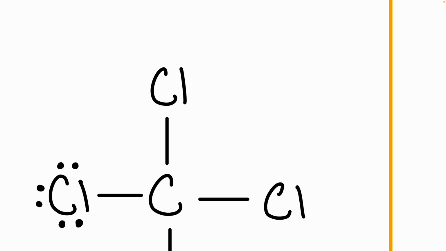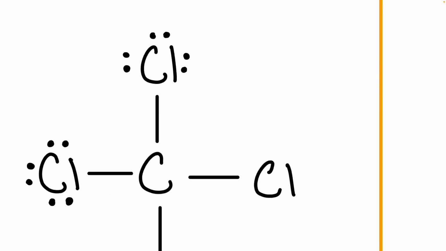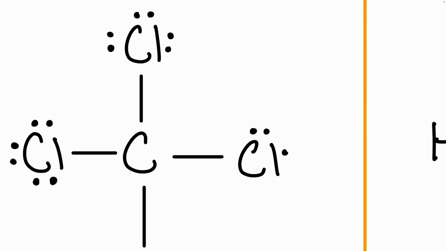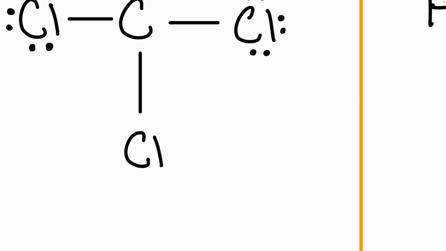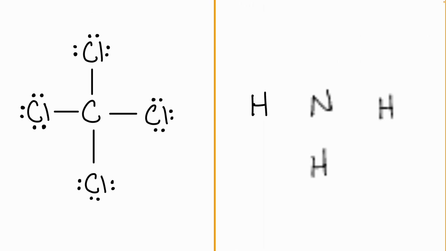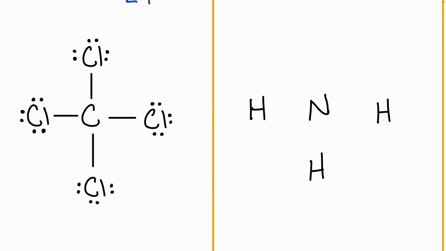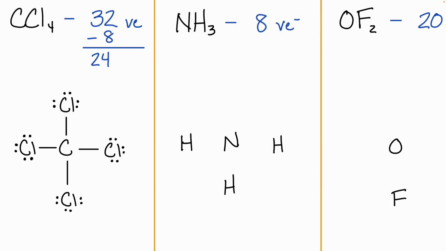Right, and I can just keep on going around. Same thing up here. This chlorine is going to need 3 lone pairs. This chlorine is going to need 3 lone pairs. And this chlorine is going to need 3 lone pairs. All right, so if I put down 6 electrons on each of these 4 chlorines, that means I just laid down another 24 electrons.